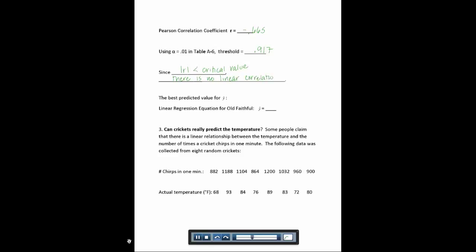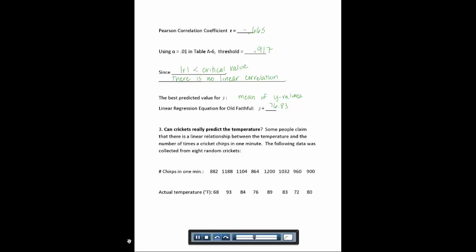So that means we can't use the ax plus b. We're just going to take the mean of the y values, so the mean of the time until the next eruption. Those are in your L2, so you would find the mean of L2. When you find that mean, you get 76.83. So if you predicted anything, the best prediction we can give is that the eruption will be in about 76.83 minutes.